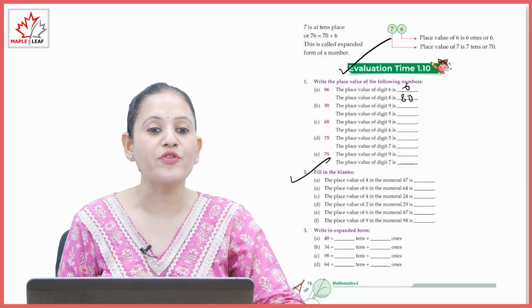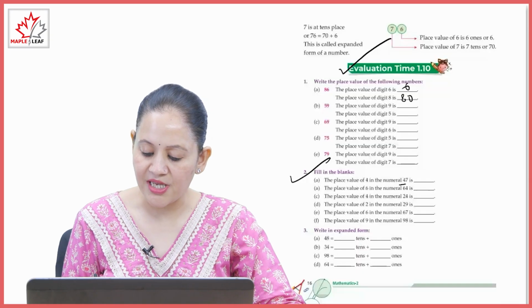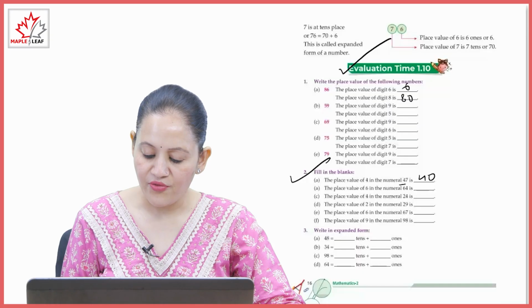Next, fill in the blanks. The place value of the 4 in the numeral 47. 4 is at tens place, so the place value will be 40. Clear? Next, write the expanded form. 48 means 4 tens and 8 ones.